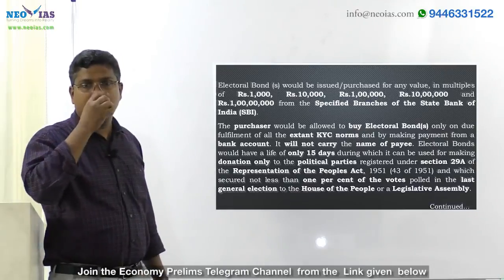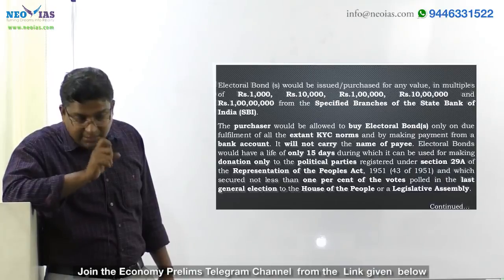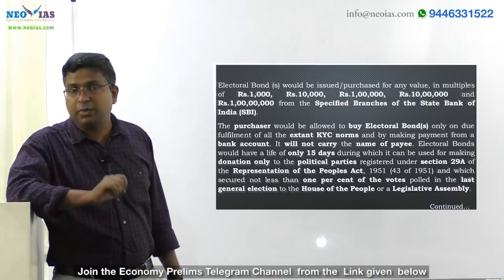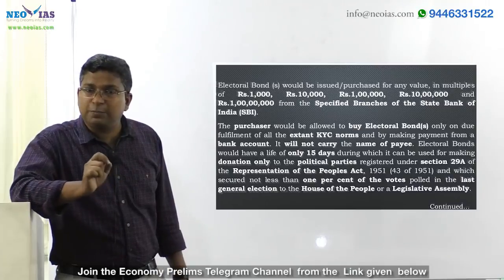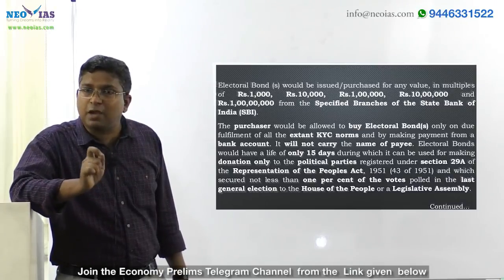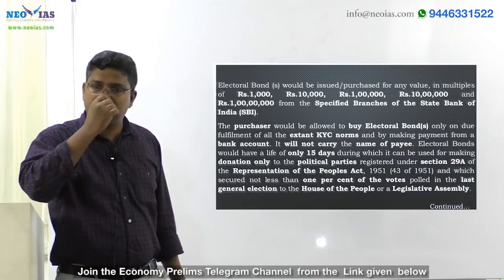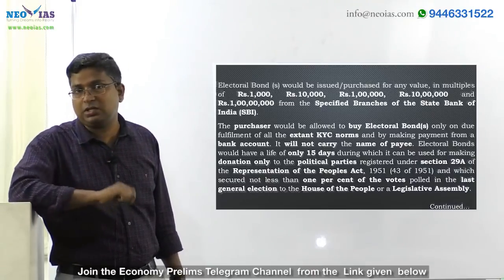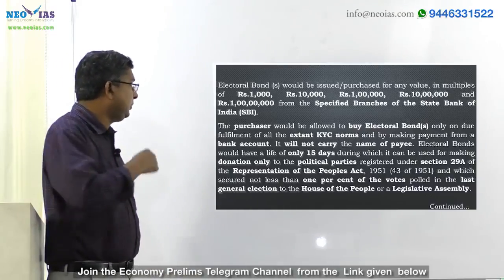Be very clear. In the budget it was said that it would be only from selective banks, but when the scheme was notified, it said from the specified branches of the State Bank of India. Presently you can purchase this bond from the State Bank of India only, and that too from the specified branches. That's a very important point to be noted down.